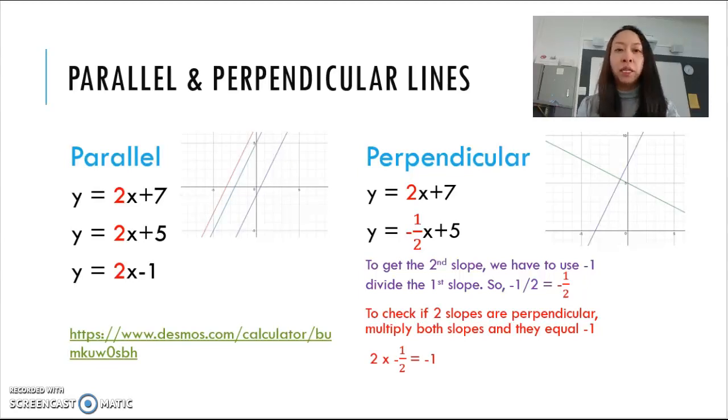Hello, today we are learning parallel and perpendicular lines. So if we look at the part on the left side, what do you mean by parallel lines?